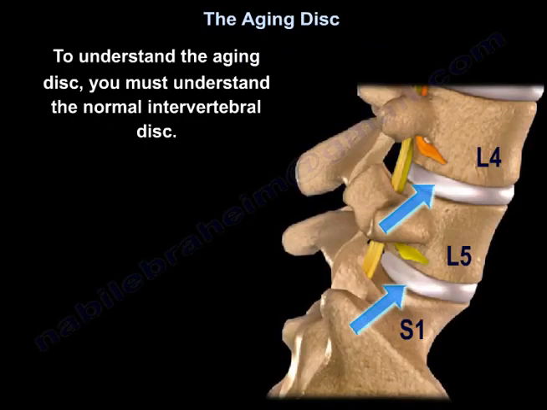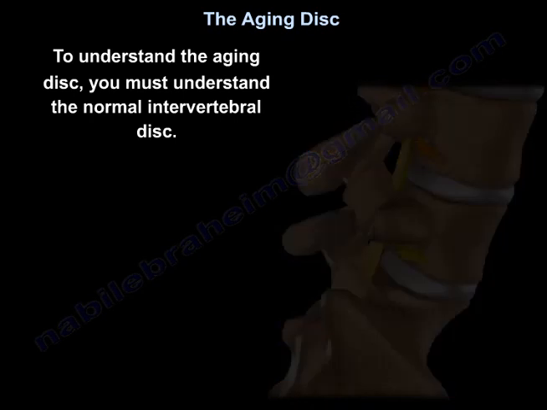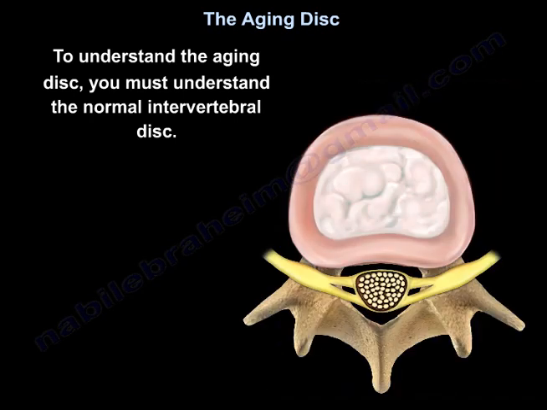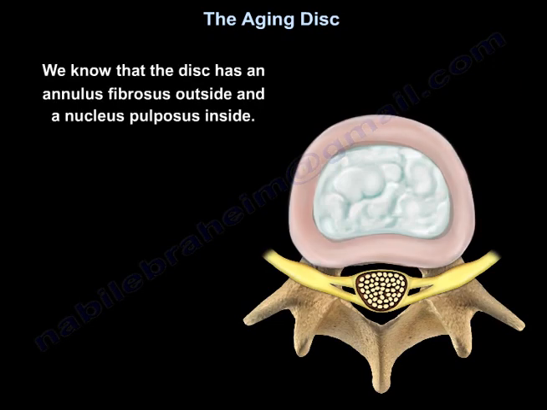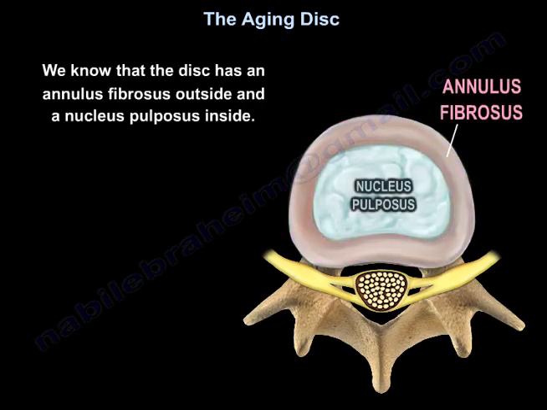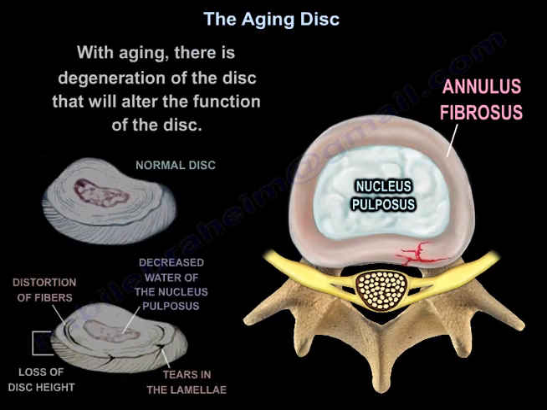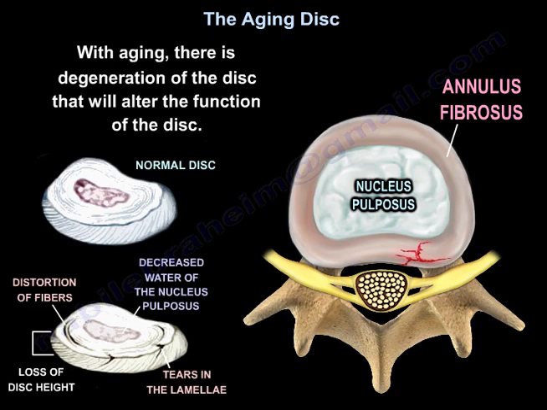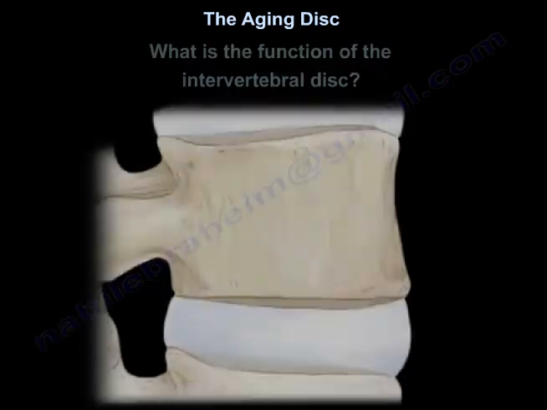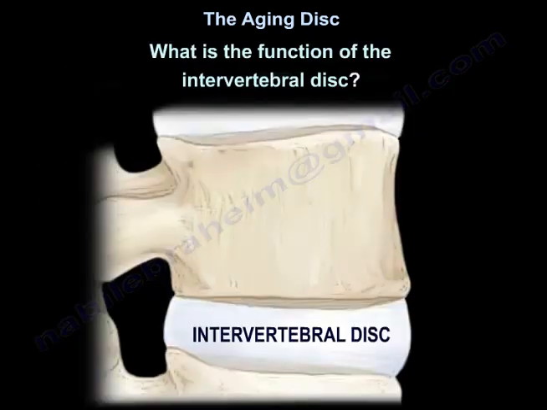Aging disk. To understand the aging disk, you must understand the normal intervertebral disk. We know the disk has an annulus fibrosus outside and nucleus pulposus inside. With aging, there is degeneration of the disk that will alter the function of that disk. What is the function of the intervertebral disc?